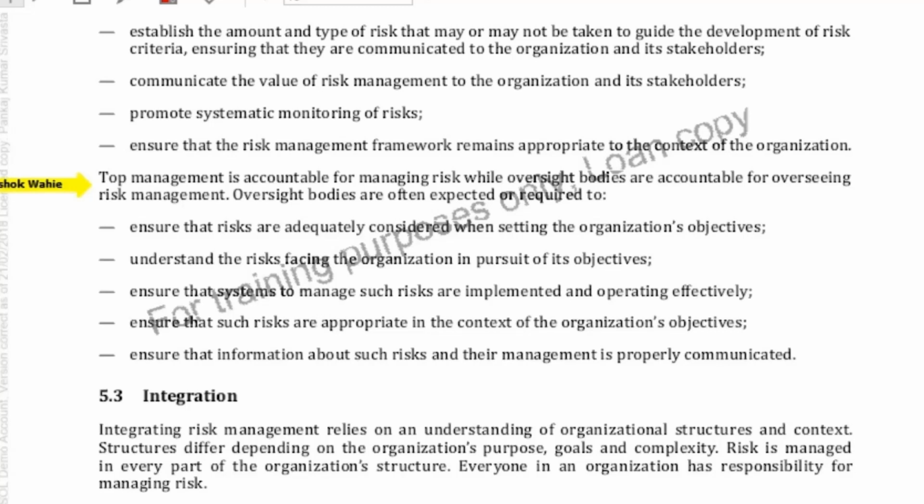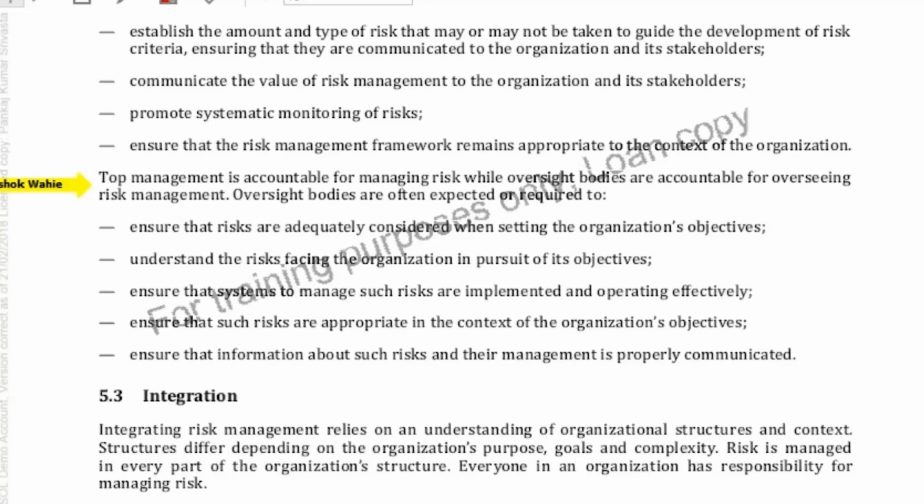They have to oversee how the risks are being managed. The actual execution will be done by the top management, the CXOs. So the first thing is that the board of directors are expected to firstly ensure that risks are adequately considered when setting the organization's objectives.